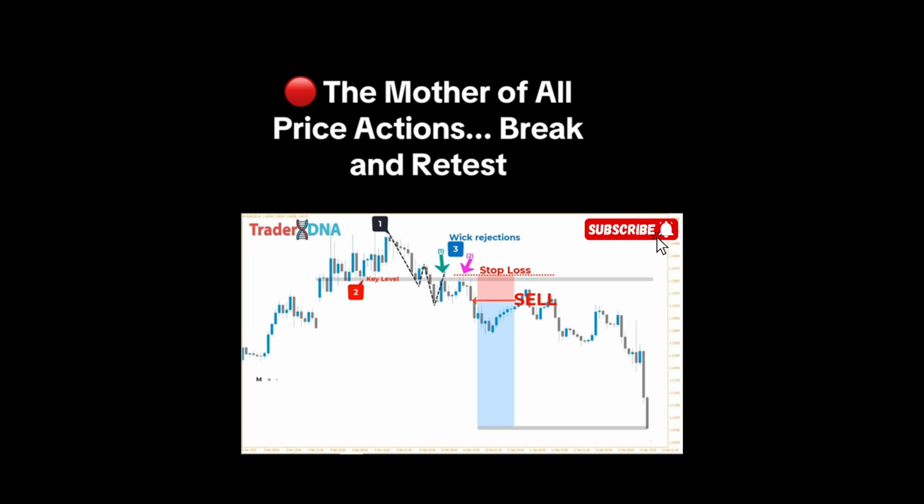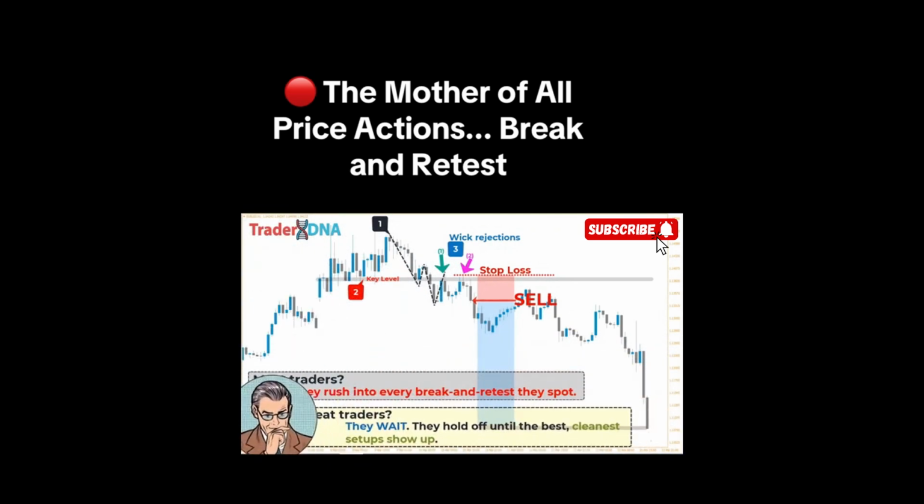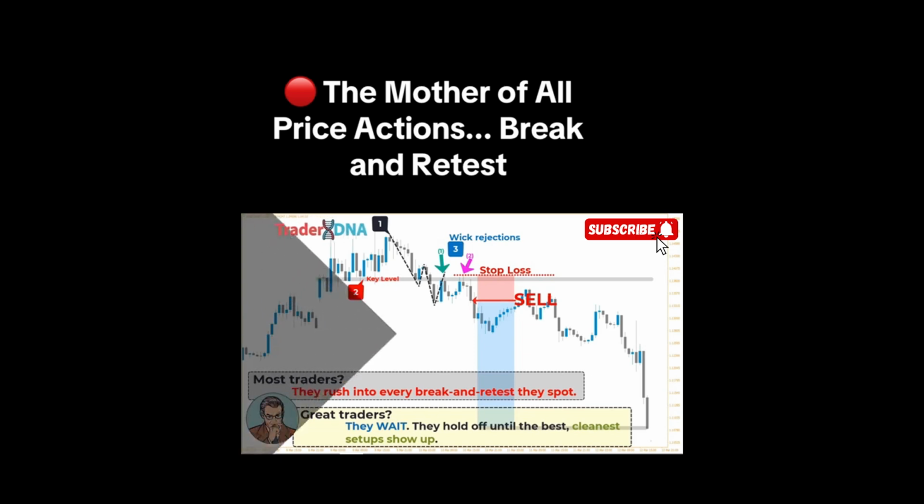Here's the deal. Most traders, they rush into every break and retest-based spot. But the great traders, the ones crushing it, they wait. They hold off until the best, cleanest setups show up. So even if these examples were handpicked, this is your blueprint. Wait for clear structure, spot the break of structure, watch for the retest, and confirm it with strong candles or multiple wick rejections. Stick to the plan, stay disciplined, and you'll be trading like a pro in no time.